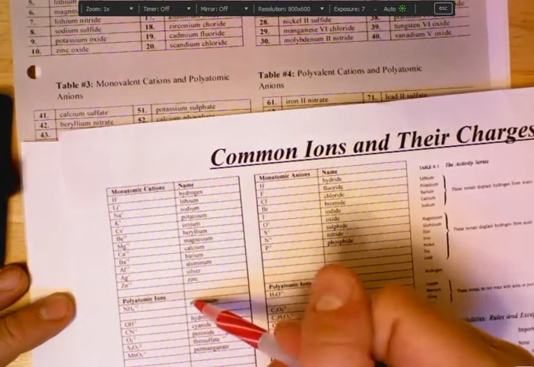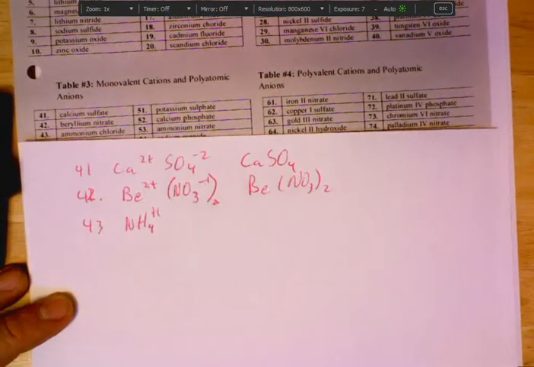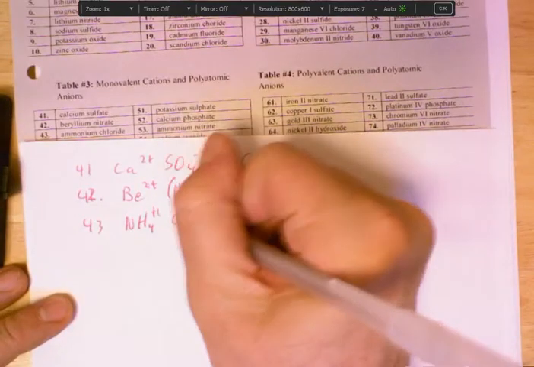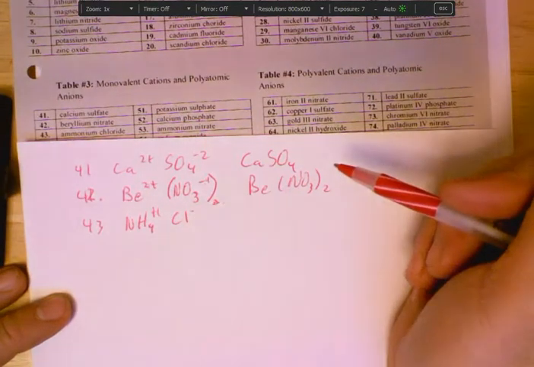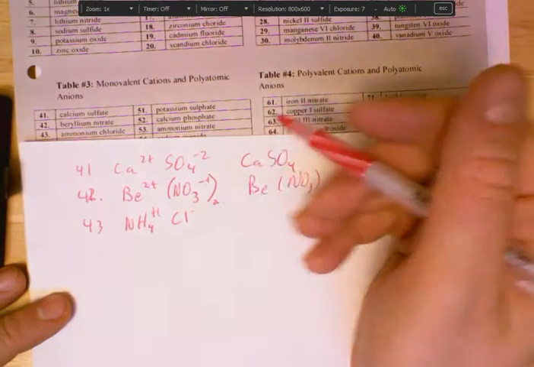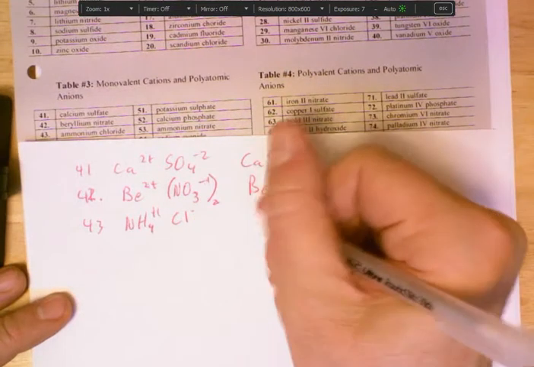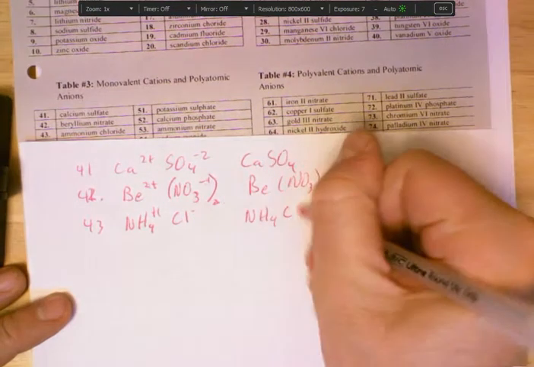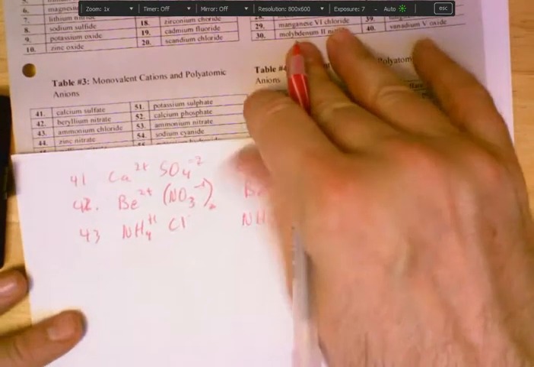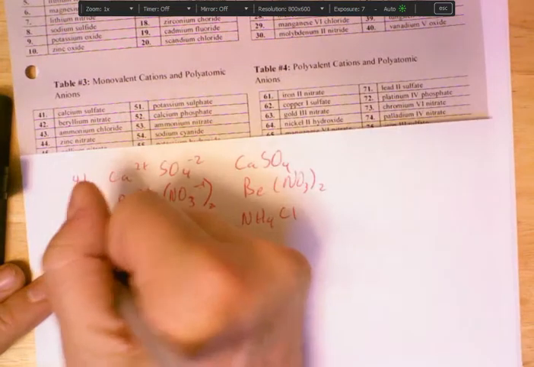So NH4+ is the ammonium ion. And we write down chloride, and that's just a simple anion from your periodic table, and that's got the -1 charge, and so ammonium chloride is NH4Cl. Okay, one more. 44 is zinc nitrate.